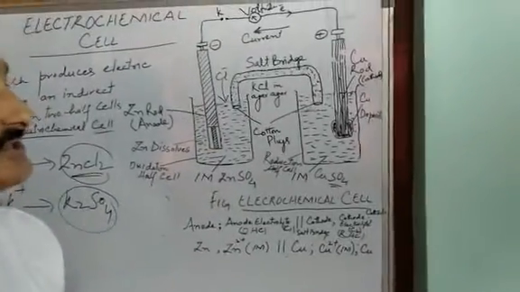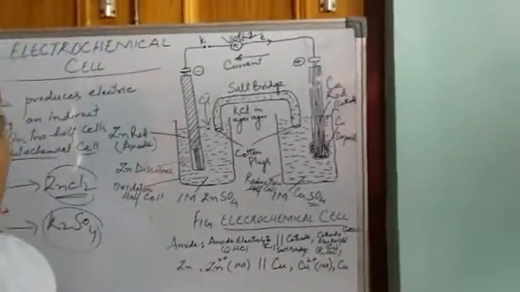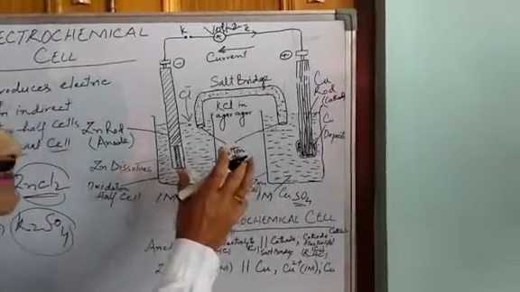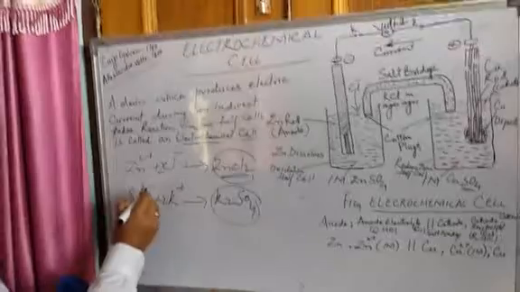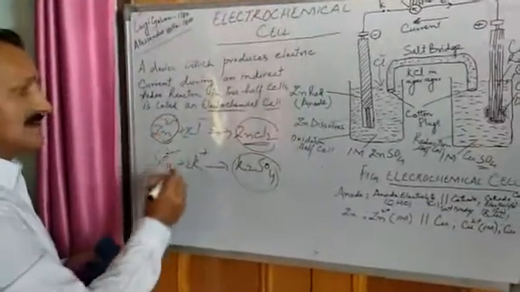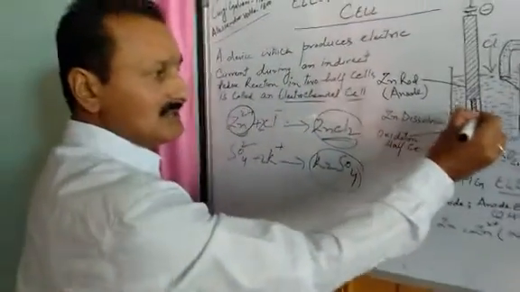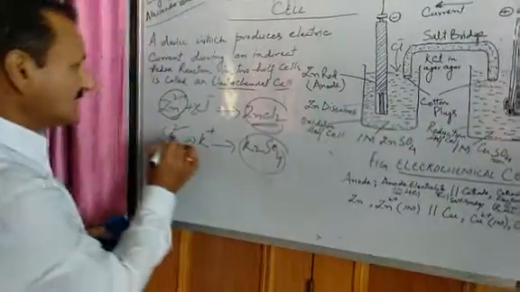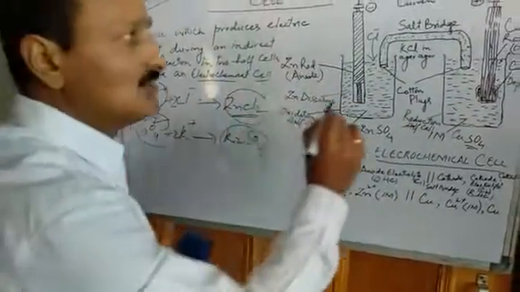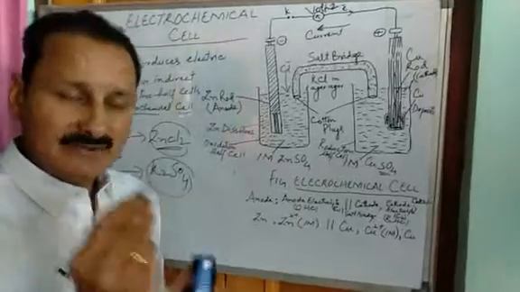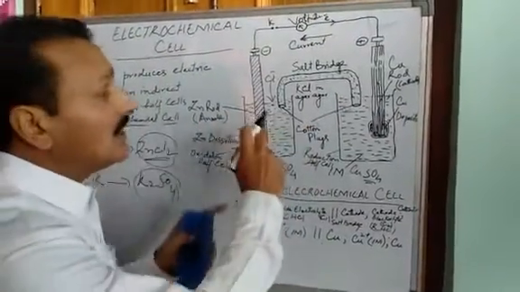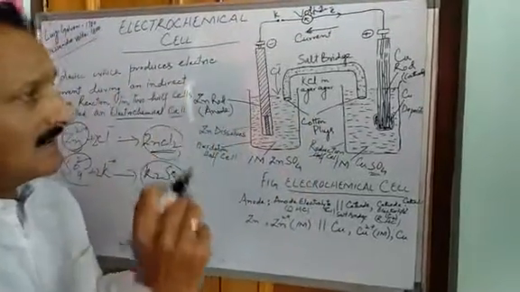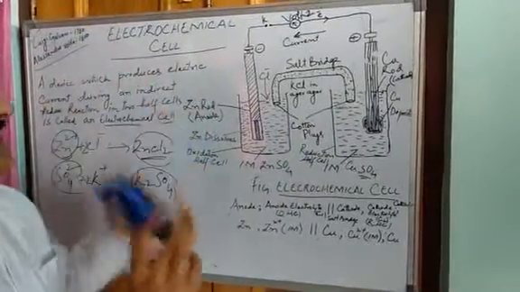So what is the main function of the salt bridge here? Salt bridge has a specialized function here. It maintains the electroneutrality of the electrochemical cell. It neutralizes zinc ions in the oxidation half cell, and it neutralizes sulfate ions in the reduction half cell. So the main function of the salt bridge is to maintain the electroneutrality of the electrochemical cell. So this is all about the working of an electrochemical cell.